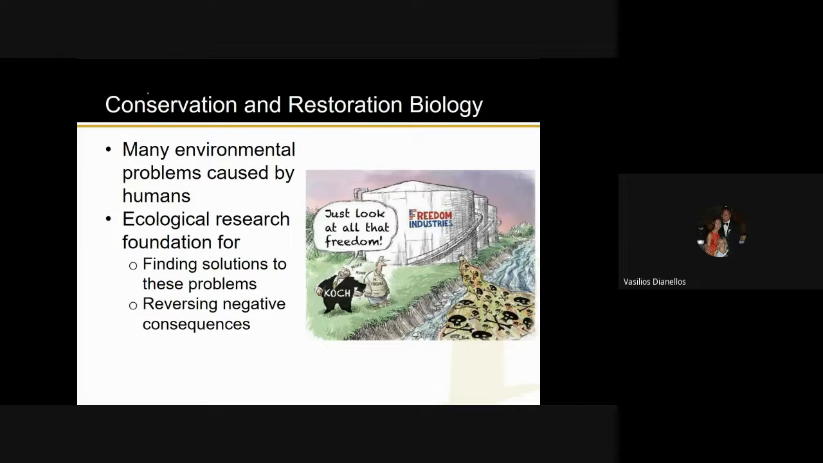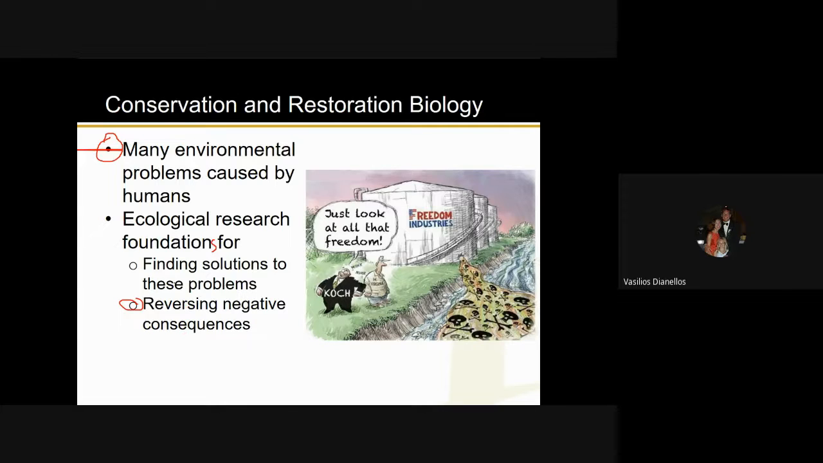Obviously, many environmental problems are caused by humans, almost all of them. Most things that happen in nature are natural and they are fine. Like a small disturbance, as we learned earlier today, is a good thing. It's humans that are messing things up. Therefore, there are ecological research foundations that are used for finding solutions to these problems that we cause and also reversing the negative consequences.